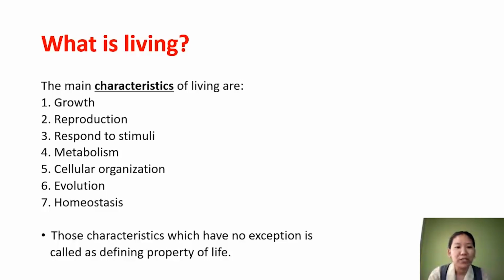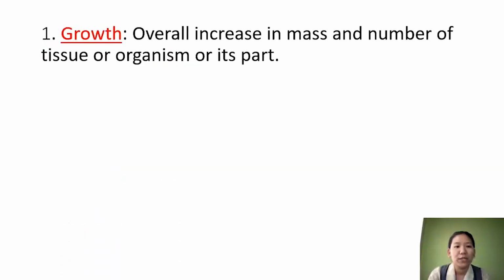Let us analyze each one of these characteristics of living. First, growth. Growth is defined as an overall increase in mass and number. It can be of a cell, a tissue, or an organism part. Growth is nothing but the overall increase in mass and size. We know that growth takes place in all living organisms, whether unicellular or multicellular.